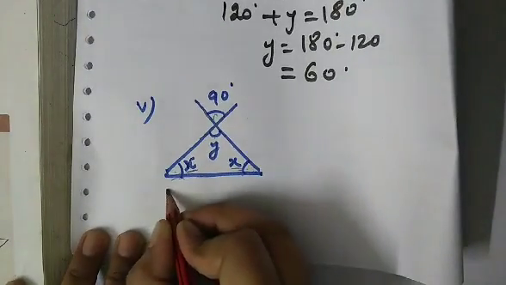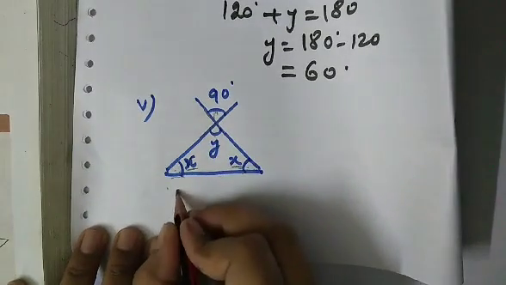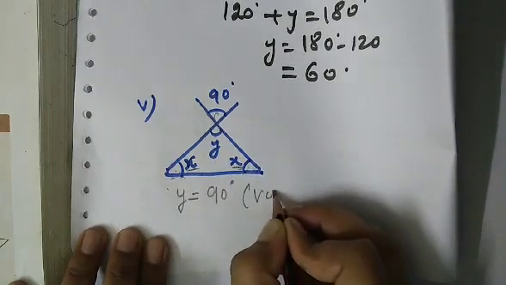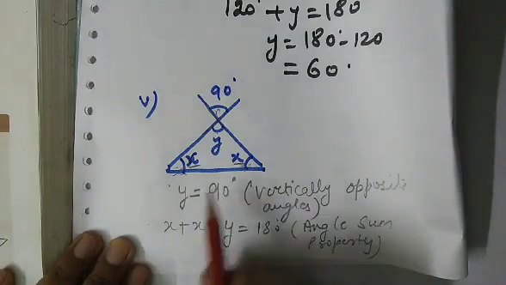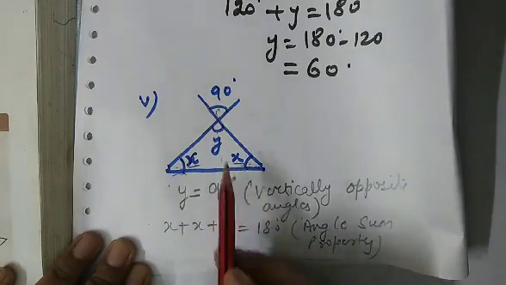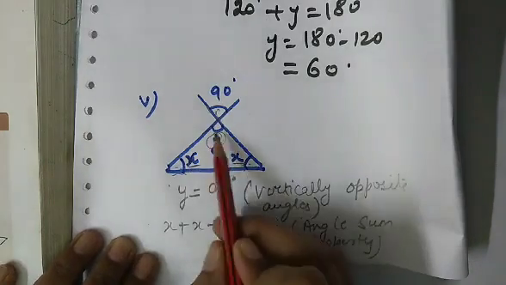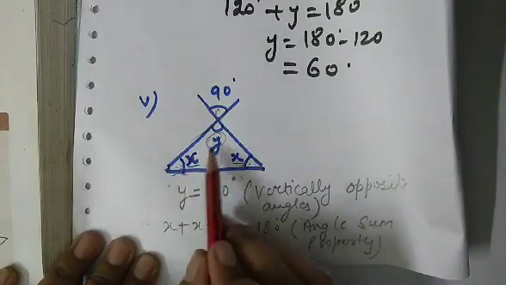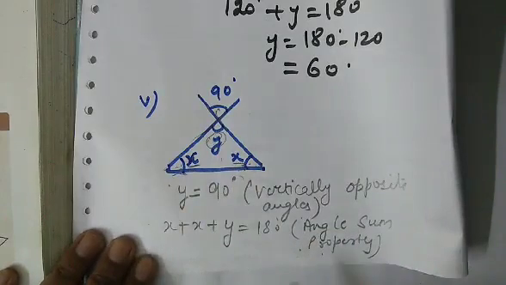So how will you write? First, for calculating x I have to calculate y. For y, I will find y equal to 90 degrees. The reason you also have to mention is vertically opposite angles. So I have mentioned the reason that y equals 90 degrees by vertically opposite angles. Now this is 90 degrees, and 90 degrees plus x plus x are the angles of a triangle. This triangle we have been given and these are interior angles of a triangle, so their sum must be 180 because of the angle sum property, which you also have to mention.